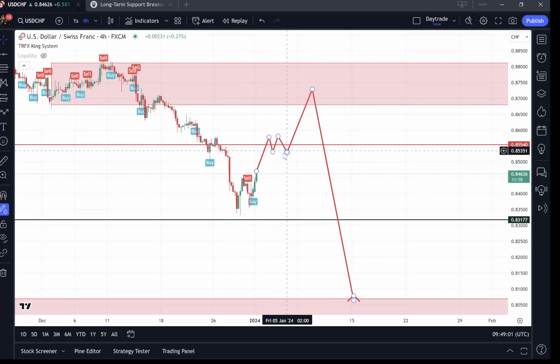Sorry, I'll be waiting for a drop back down. If this rally here does not go up towards 85,600, I will be waiting for a retracement back down to under 84 towards 83,500 and allow me to get back into the market. Alternatively, I'm going to be waiting for the market to move up towards 87 and then look to sell this position again. So that is the analysis on the USD Swiss franc. It's how I see it.